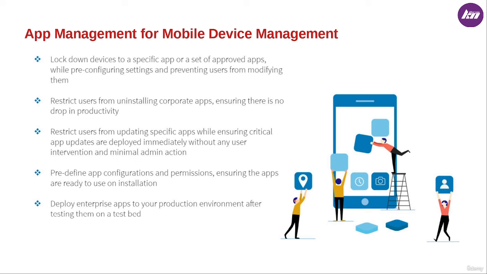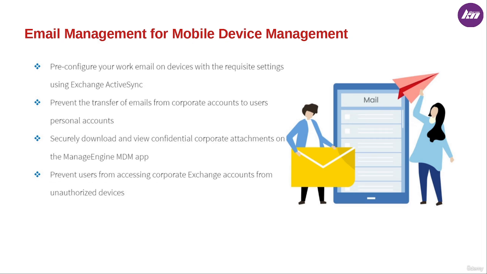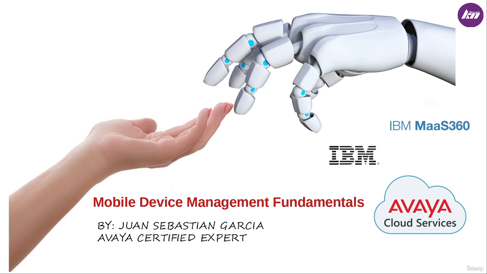Now, it restricts users from updating specific apps, ensuring critical apps are deployed without any user intervention. Now, predefined apps, you could configure permissions and be ready for installation. Now, the other thing is deploy enterprise apps. It's a good thing to have enterprise apps in your phone. Well, the MDM will manage those apps with a lot of security.